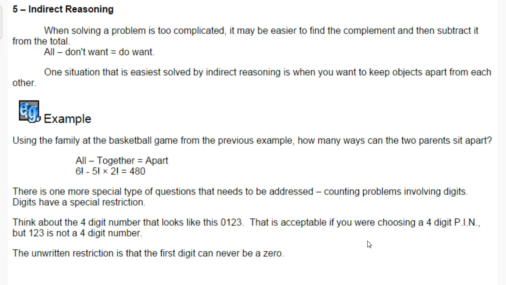Another concept you should be familiar with is indirect reasoning, and that's where solving a problem directly is too complicated.